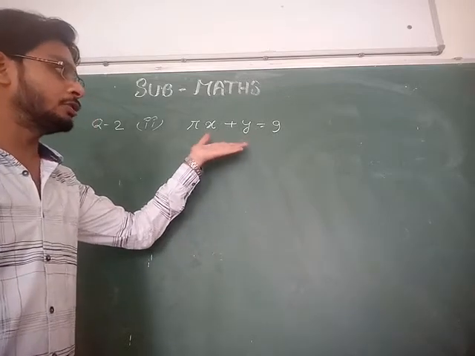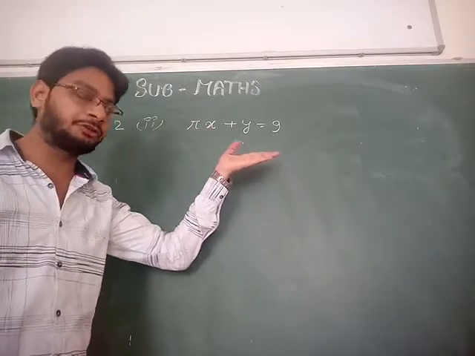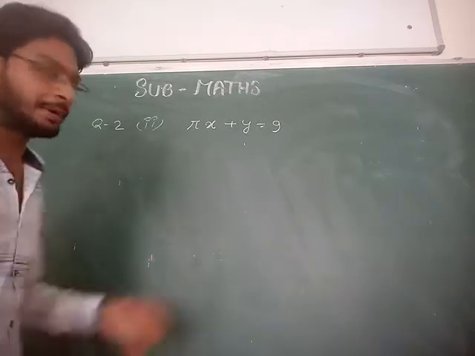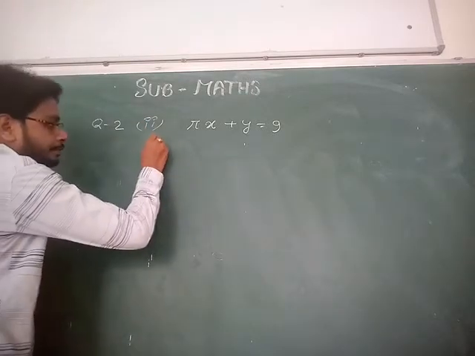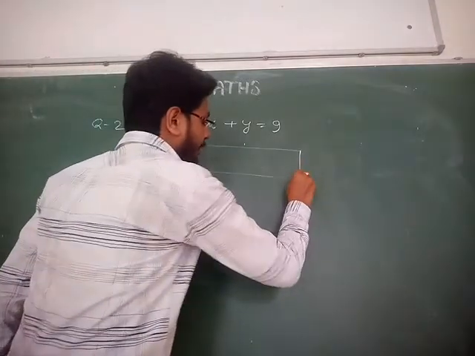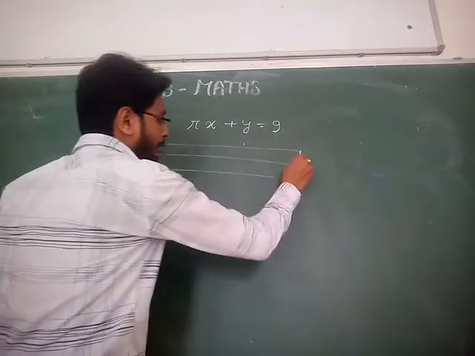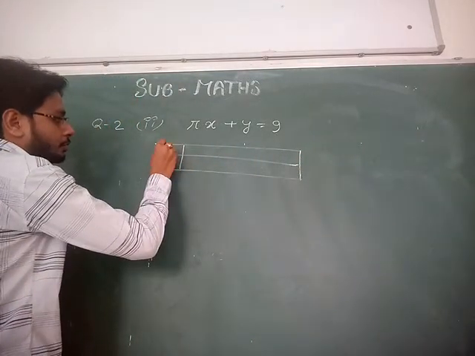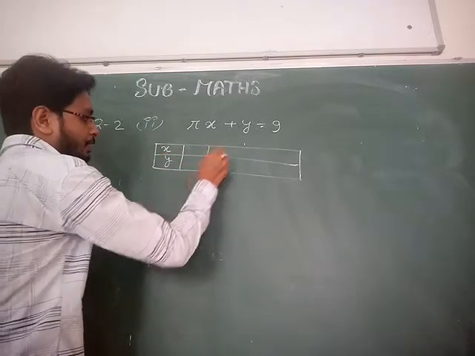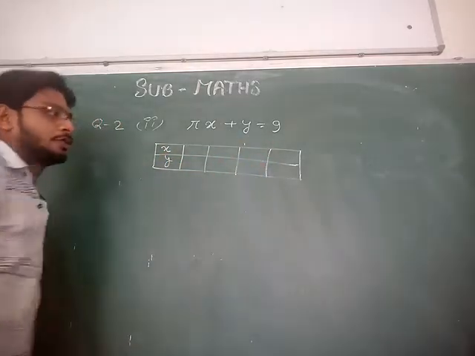I have already told you how to find the solution of this equation. For finding the solution you have to draw a table. So you will draw a table like this with two rows. You will write x and y, and 1, 2, 3, 4. Okay?